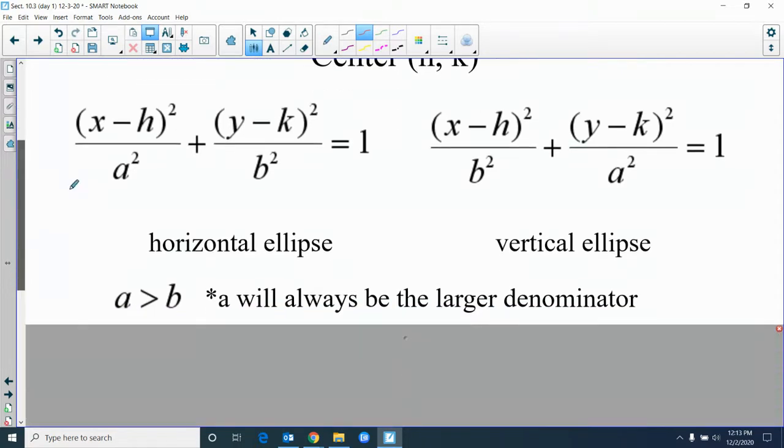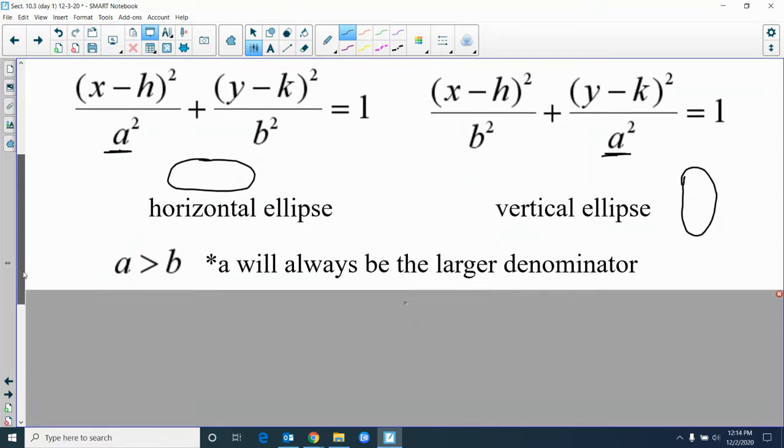The only thing that's different here is the b and the a flip. A horizontal ellipse, sometimes people refer to that as a hamburger, is wider than it is tall, and a vertical ellipse is taller than it is wide. The only difference is this a value is always the bigger number. a is greater than b, and if it's underneath the x term, it's going to be a horizontal ellipse. If it's underneath the y piece, it's going to be a vertical ellipse, taller than it is wide. So that's just your general form.